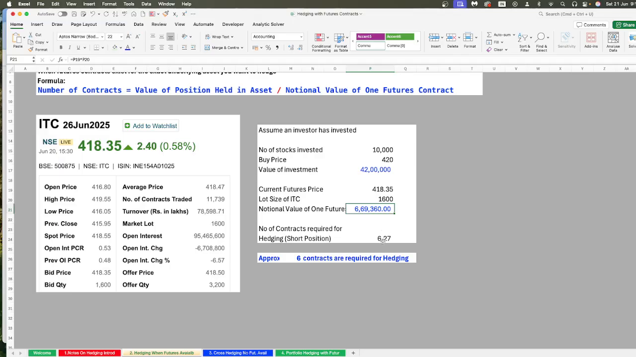Now you want to find out the optimal number of contracts required for hedging. It's very simple: the value of the portfolio divided by the notional value of one futures contract. So roughly around 6 contracts will be required to take a short position, since the investor has taken a long position.